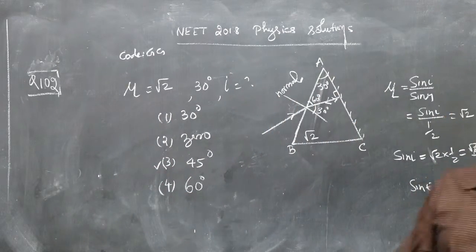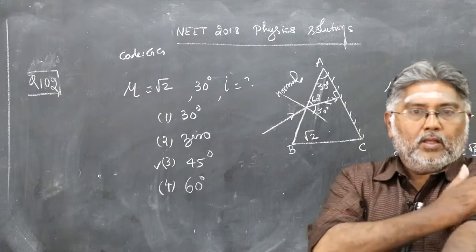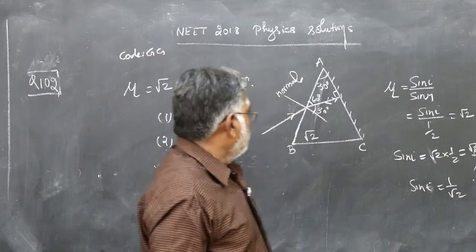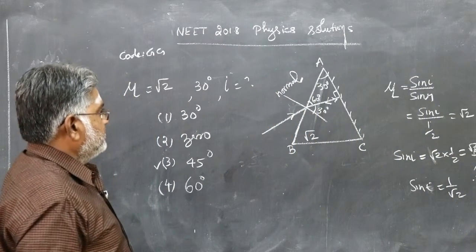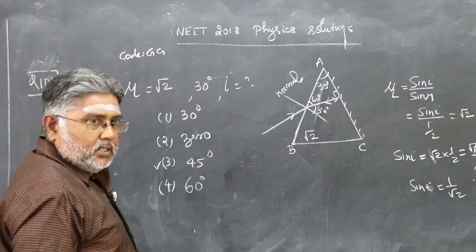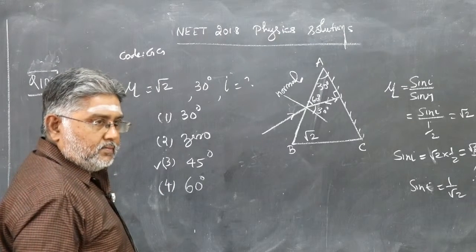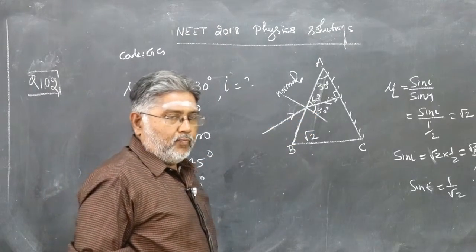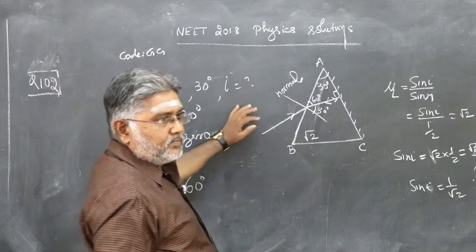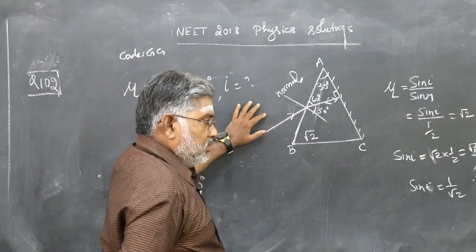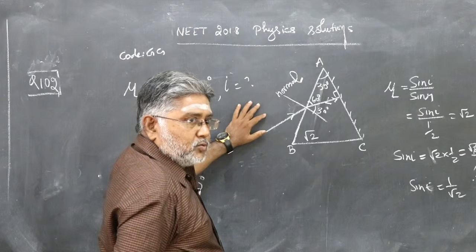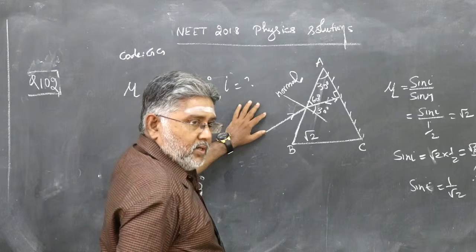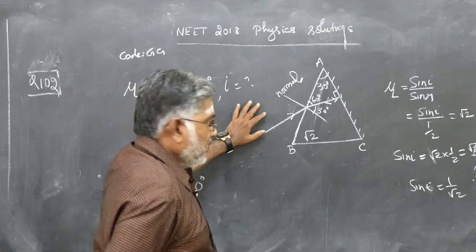But here there is an interesting thing. Of course this is already very easy. We can even use what is known as small angle approximation. You can take the angles to be approximately small, 30, 45. When theta is small, sin theta can be taken as theta.